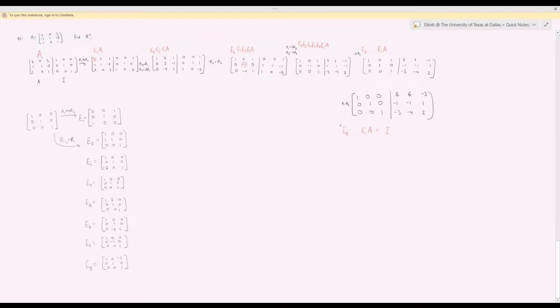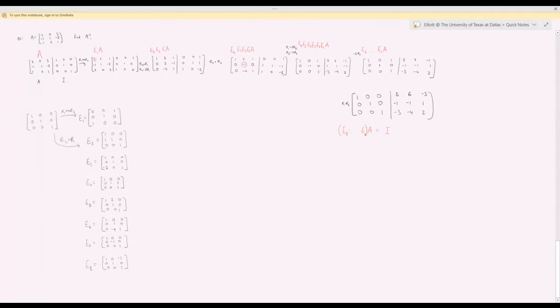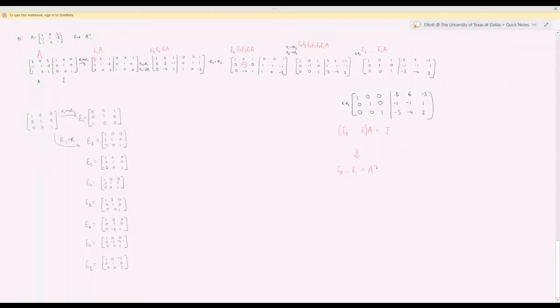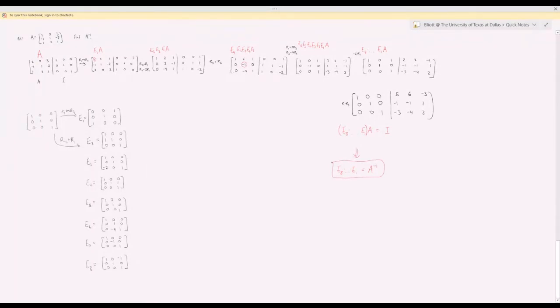Now, because we have this product of elementary matrices, that gives us another matrix. And we have this matrix times A gives us the identity. And so essentially by the definition of matrix inverse, the takeaway is that this product of elementary matrices should be equal to the inverse of A, okay? So here we have a factorization of the inverse as a product of elementary matrices.